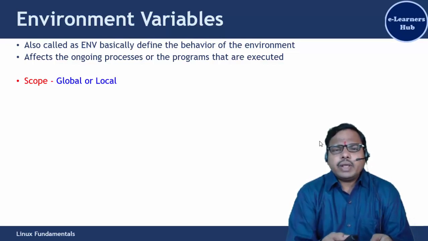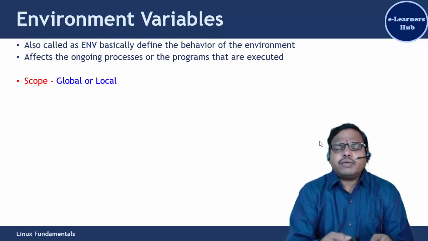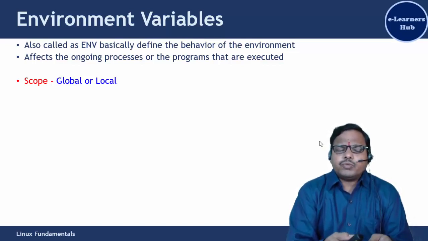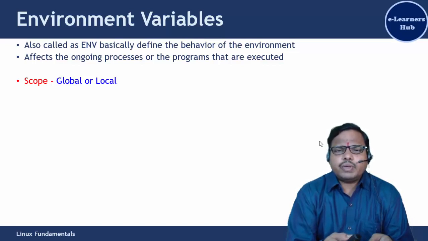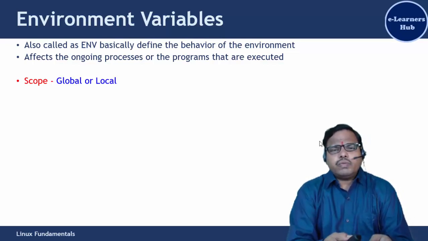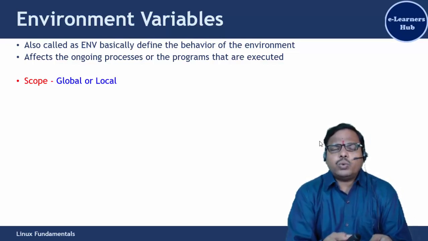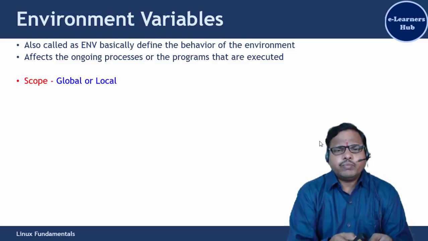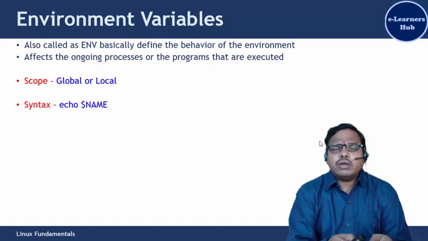The global environment variables are set for the entire system, and are valid throughout the system, in whichever application or in whichever places you want to use them. Local variables are set only for a particular shell or for a particular user, and are useful in that particular shell or for that particular user only. So let's have a look at the environment variables.